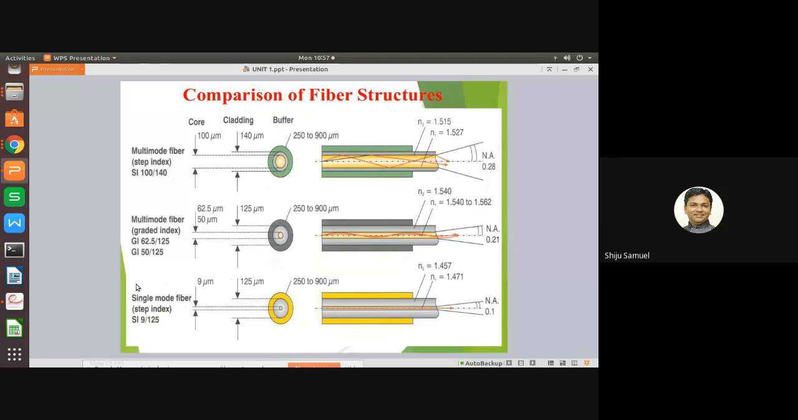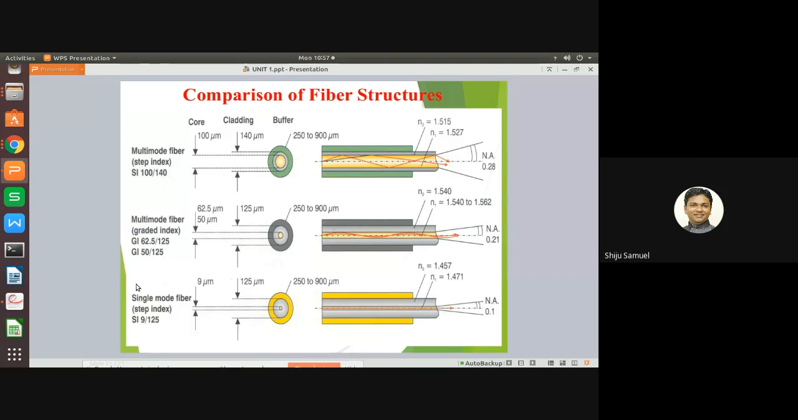So this is the first condition, or this is the advantage: for lower bandwidth applications, we are using the multi-mode fiber. Another case is, as we already said, the lower tolerance requirement on the fiber connectors. Lower tolerance is there.